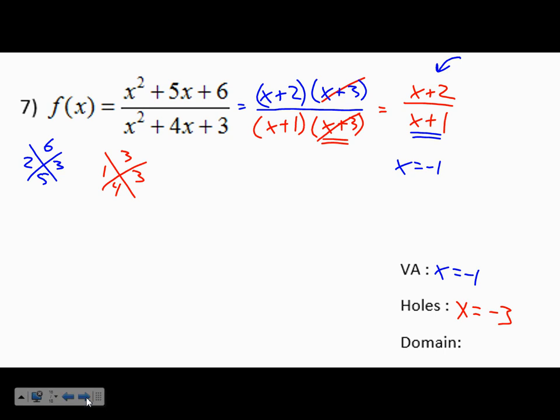And our domain for this one, again, we have x such that x cannot equal both of those, -1 and -3. Both of those don't work. And again, the domain is just our excluded values. You're just listing both your holes and your vertical asymptote.